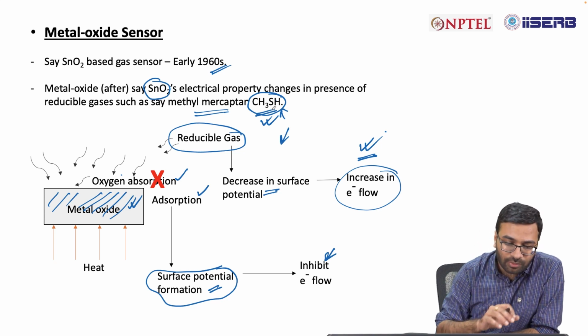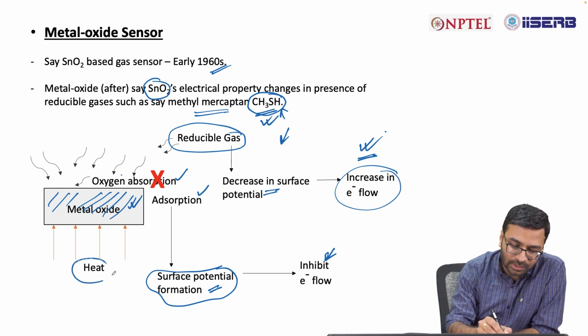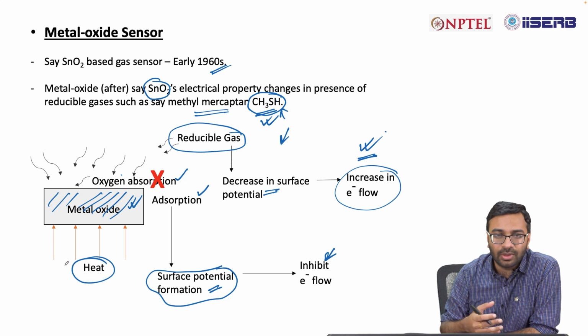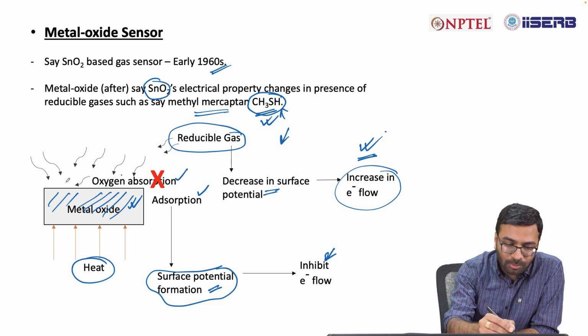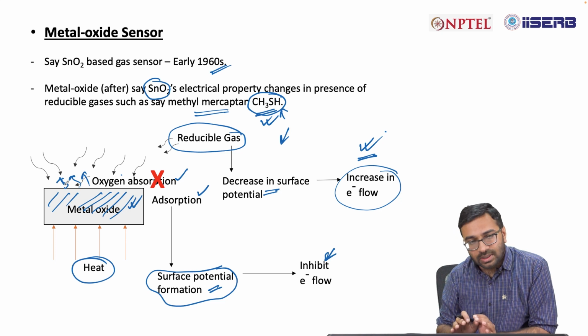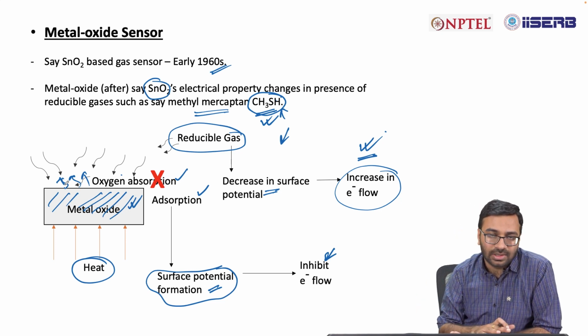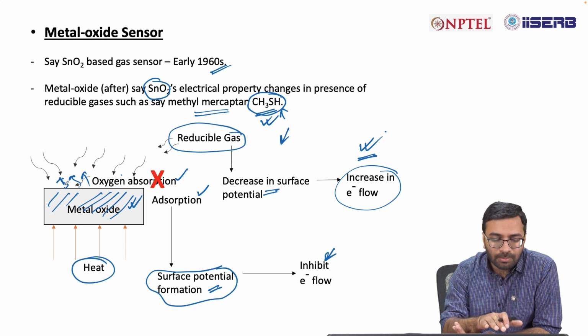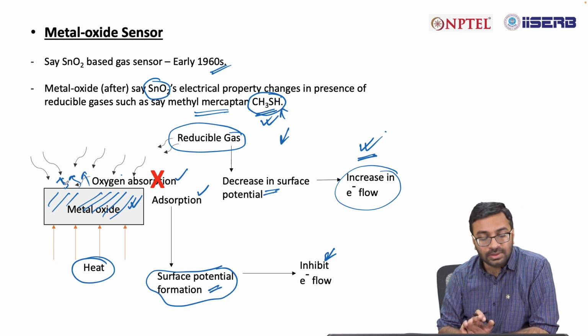In this type of setup, usually heat sources are used, micro heaters and things like that, so that the adsorbed oxygen gets dissolved, so that you can reuse the sensor. Until and unless you dissolve that oxygen, you cannot reuse that sensor. So for the reusable purpose, people also use micro heaters with this type of sensors.